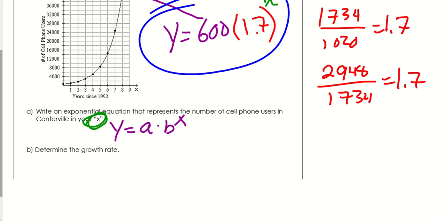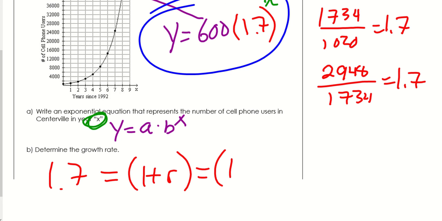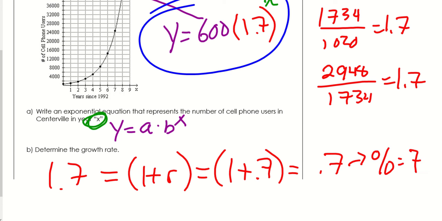For part B, I have to determine the growth rate. I know my growth factor is 1.7, and that is equivalent to 1 plus the rate. So if I break that down, that's 1 plus 0.7. So 0.7 as a percentage is 70%. So that is the growth rate, 70%.